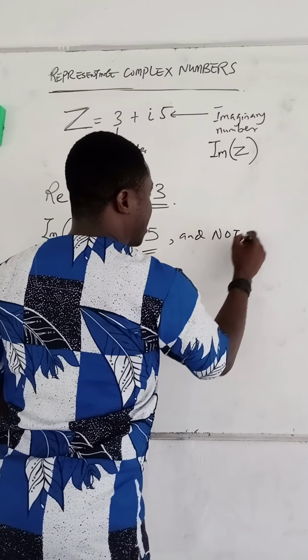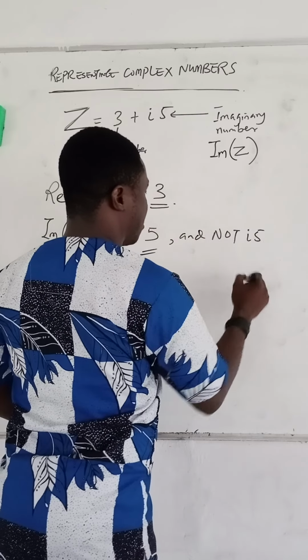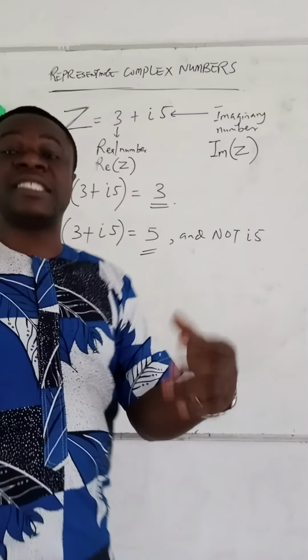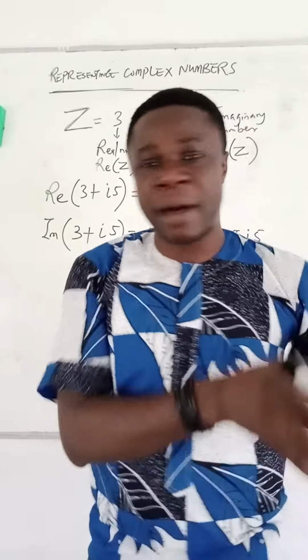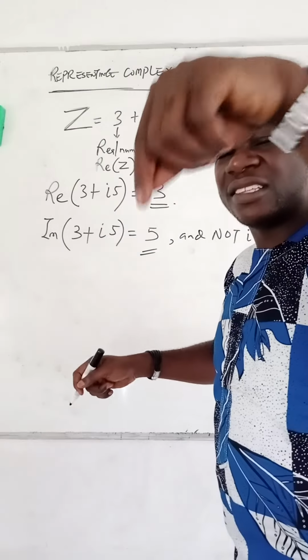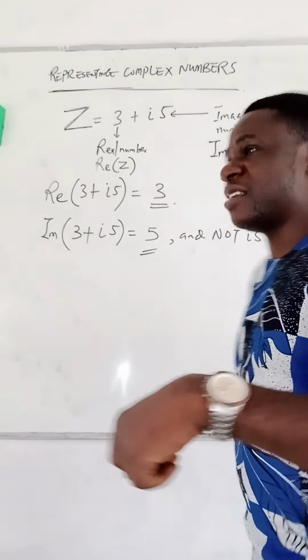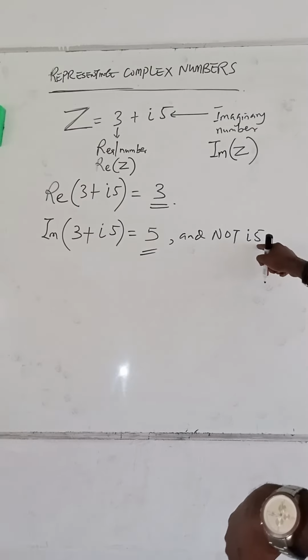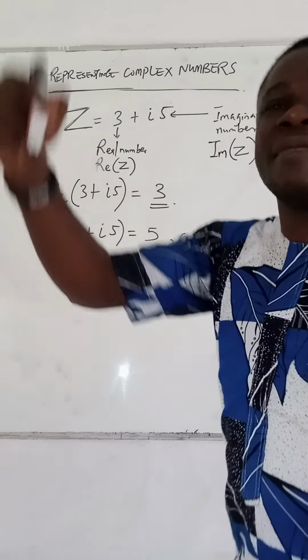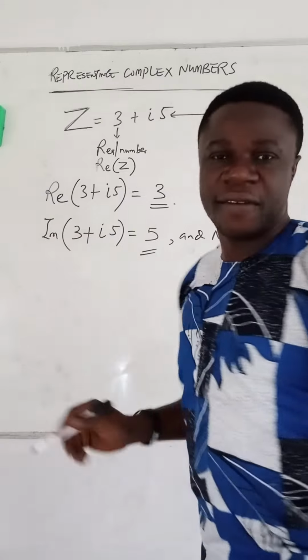Not I5. Please, it's very important. The I simply tells you that that component, that part, is the imaginary number part. So it is not the imaginary number in itself. It is just telling you that that part is the imaginary number part. Meanwhile, the imaginary number there is 5.